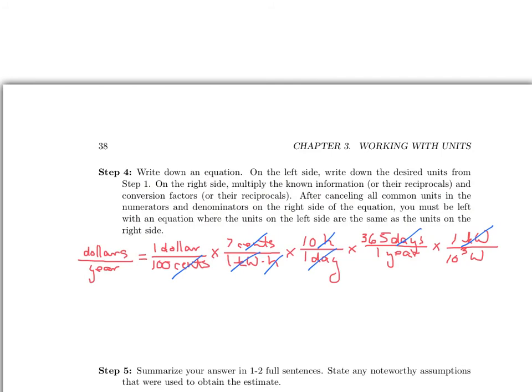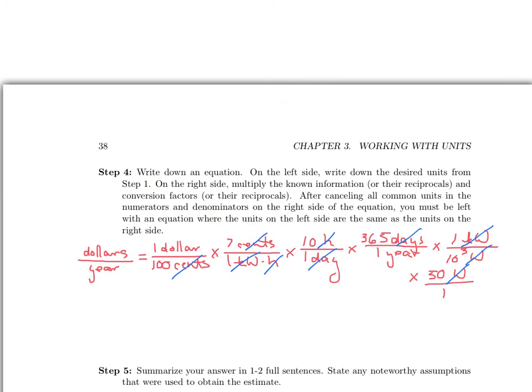So now we go back to steps 2 and 3 and we locate a fraction that involves watts. Well, there's only one fraction we haven't used yet. It's the 50 watts over 1. So we're going to multiply this by our 50 watts over 1. And when we do this, the watts cancel. And now our units, after all the canceling has been done, the units on the right side of the equation are dollars per year, and it matches the units on the left side.